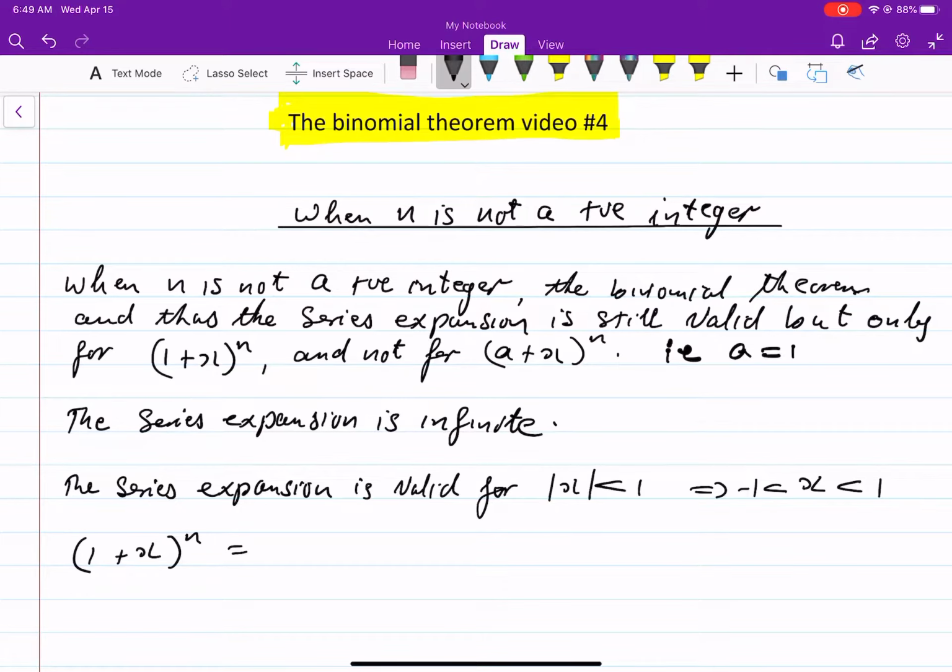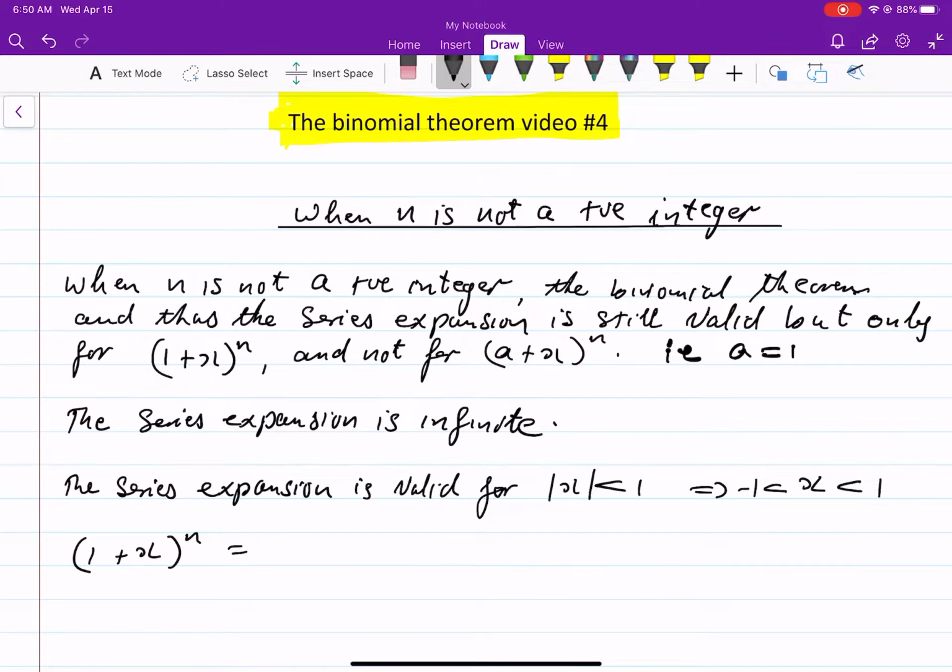That's interesting. If you were to compare it with when n was a positive integer, the number of terms in the expansion was 1 more than the value of n. So for n equal 10, you had 11 terms in the expansion. N equal 15, 16 terms in the expansion, and so on. When n is like a half or minus 2/3, or some other number other than a positive integer, the series expansion is an infinite series.